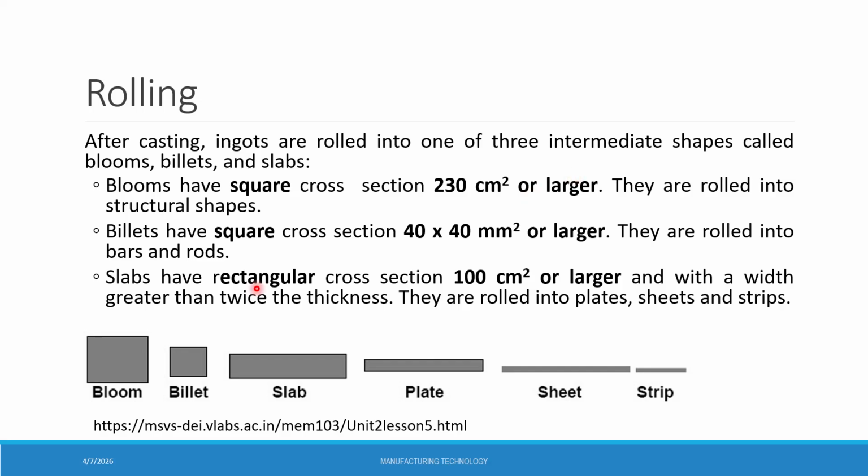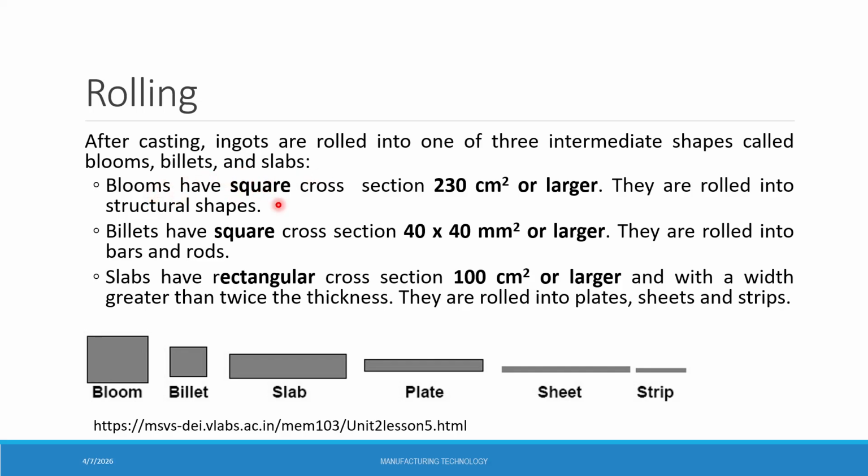Now what are these blooms, billets and slabs that I have been telling about? You have to understand that before the rolling operation, casting is the original first process where you take molten material and convert it into a rectangular block like object. This block like object is called an ingot in engineering terms, and these ingots are rolled into three intermediate shapes. As soon as you have the liquid metal, you drop it into a big tub where it forms these ingots, and these ingots are then shaped into blooms, billets and slabs.